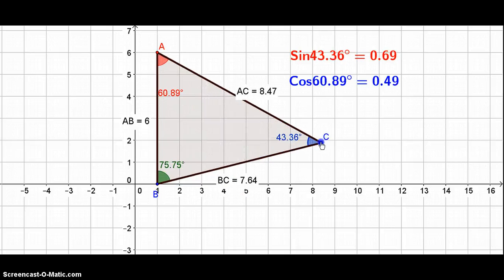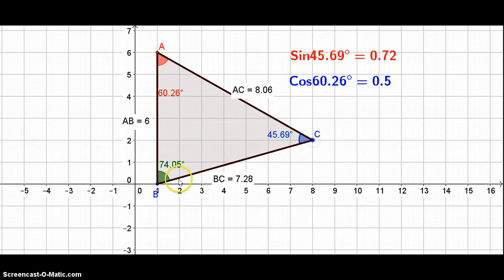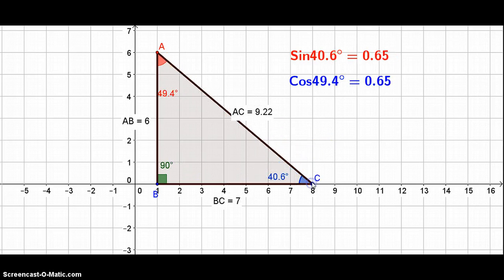This will never be true if the triangle is not a right angle triangle. And you can see here that 45.69 and 60.26 is not the same value. It will only be true if the triangle we are dealing with is a right angled triangle.